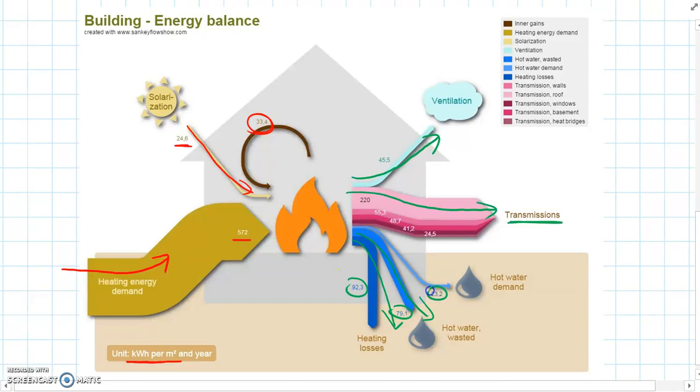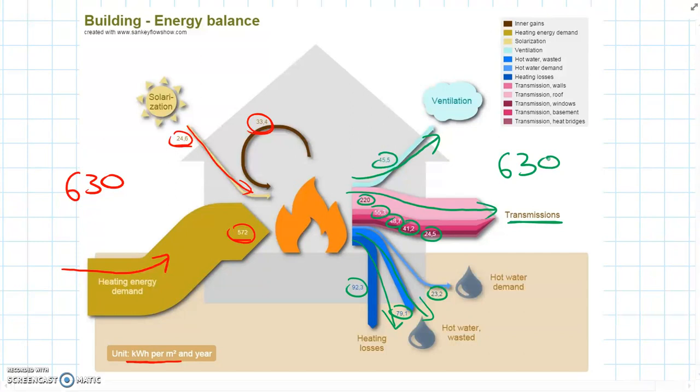And according to the law of conservation of energy, the total amount of energy that went in should equal the total amount of energy that's going out. And if you add up all of these numbers of the heat going in, we get 630 units. And if we add up all the energy that's leaving the house, we also get 630. So this is a demonstration of conservation of energy.